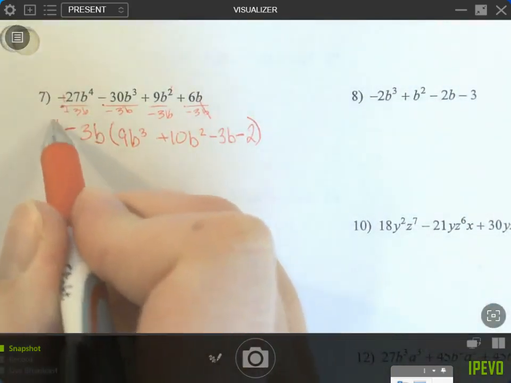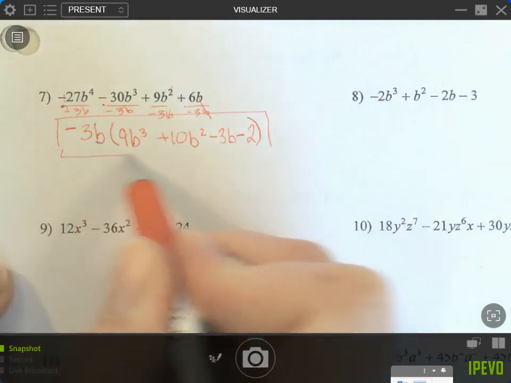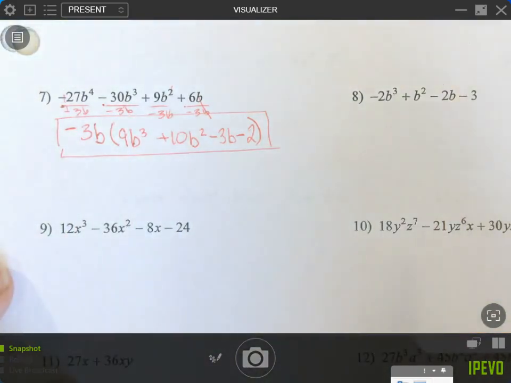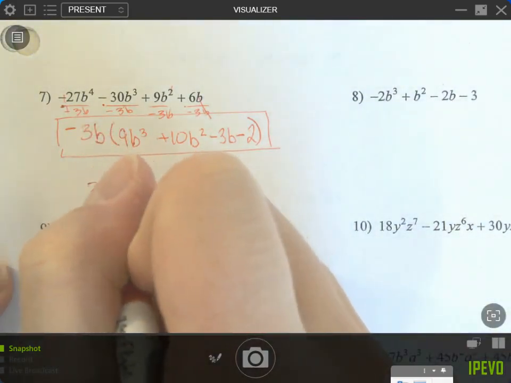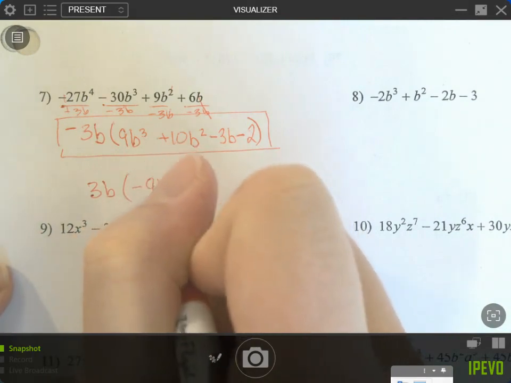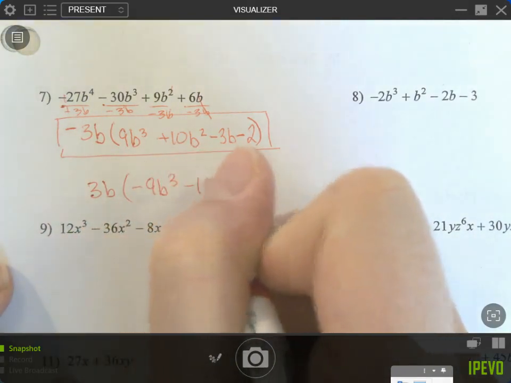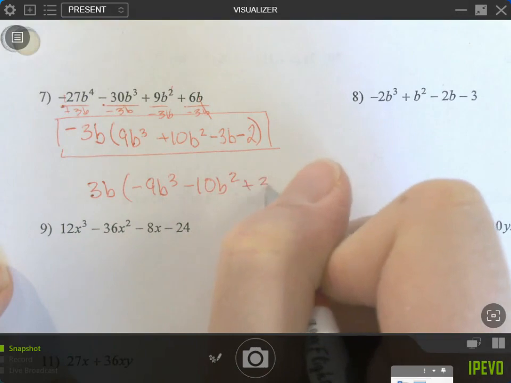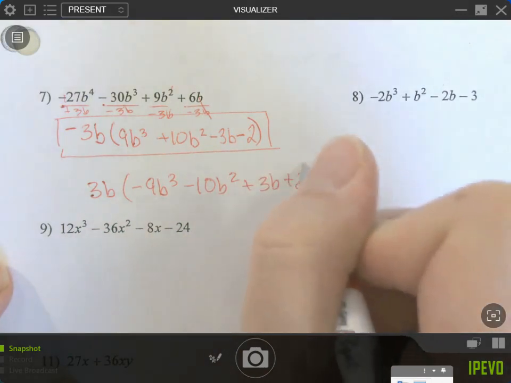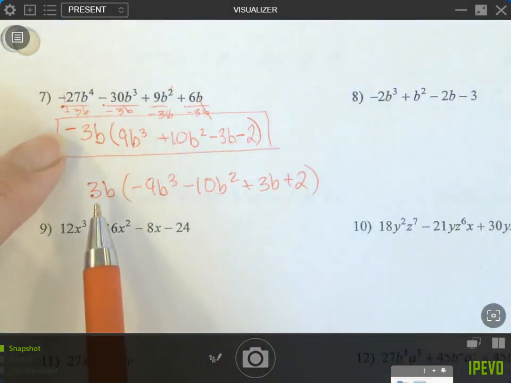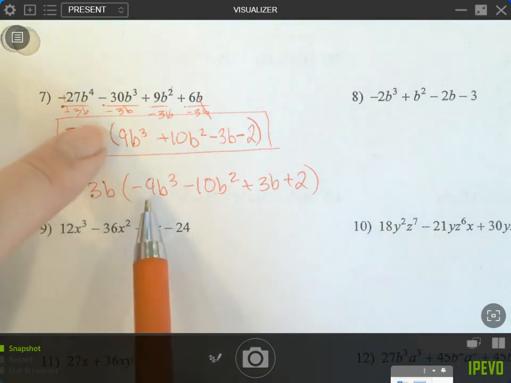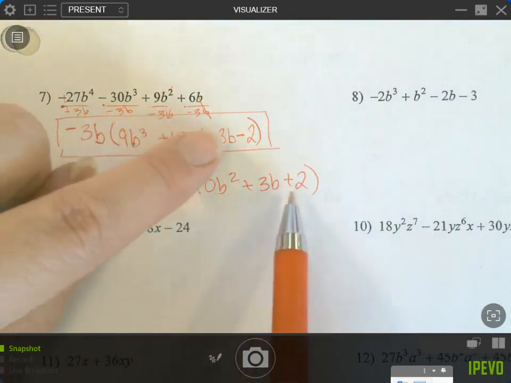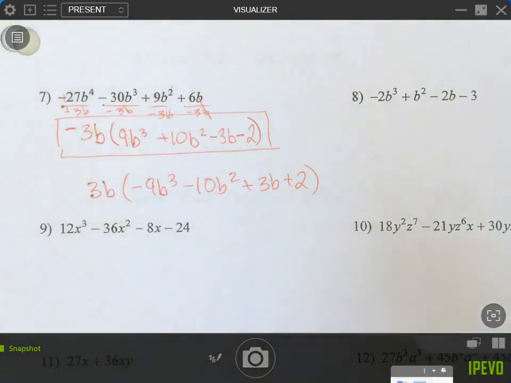So this is one version of the answer, and I'm fine with that. If you only took out a 3B, all of your signs would be the opposite. So we will accept either answer. I don't need 2 answers, but do you see that if I would distribute the negative sign, all of these change to the opposite signs? Okay? All right, pick another one. You want to do 10 or 12?